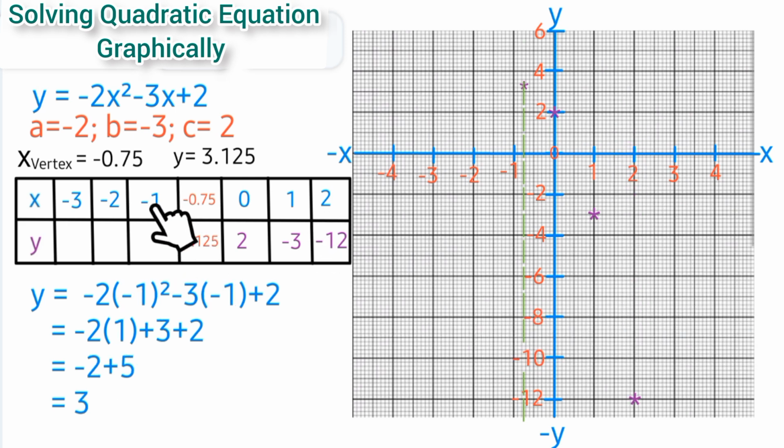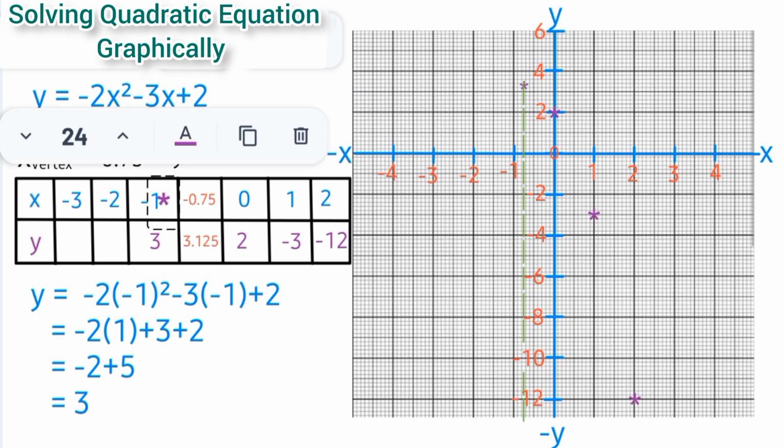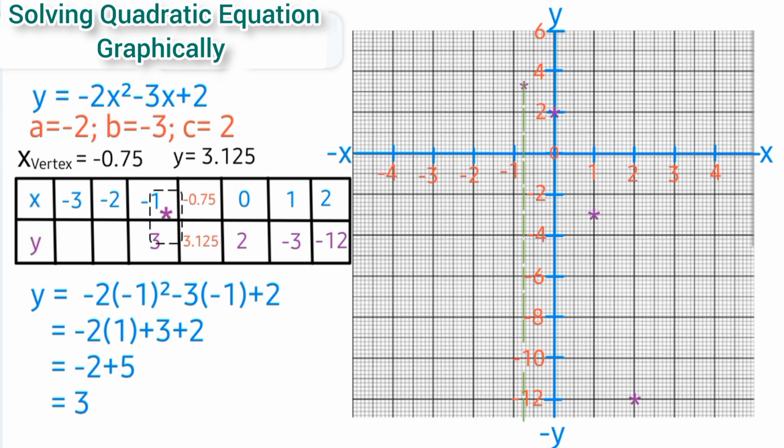When x value is minus 1, substituting minus 1 for x in our equation, we have minus 2 times minus 1 squared, minus 3 times x, which is minus 1, plus 2. Minus 1 squared gives 1, minus 3 times minus 1 gives plus 3, and then plus 2. Minus 2 times 1 gives minus 2. 3 plus 2 gives 5. Minus 2 plus 5 gives 3. x is minus 1, y value is 3.